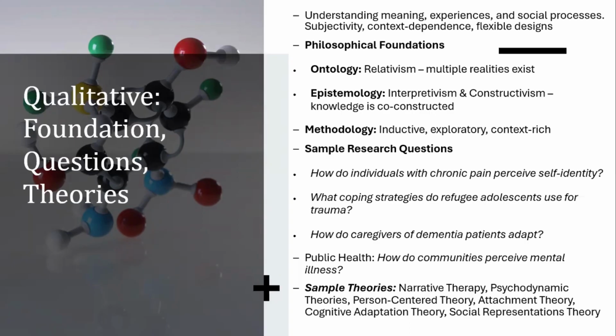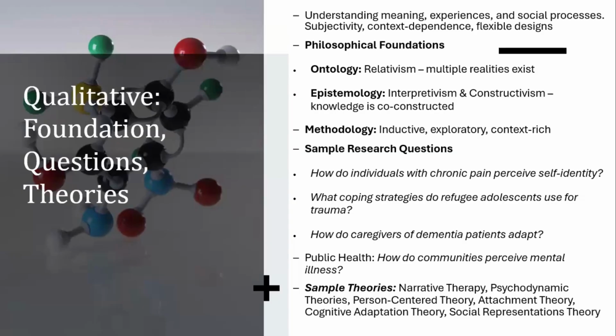Okay. So here are examples of research questions that lend themselves to qualitative research. How do individuals with chronic pain perceive self-identity? What coping strategies do refugee adolescents use for trauma? How do caregivers of dementia patients adapt? Or how do communities perceive mental illness? When you're asking these kinds of questions, it means that you want to dig deeper into meanings, experiences, and subjectivities, all right?